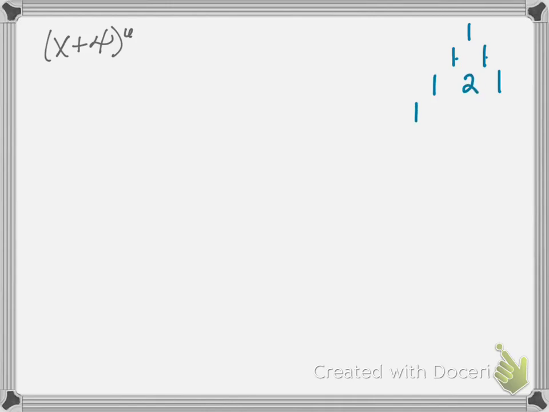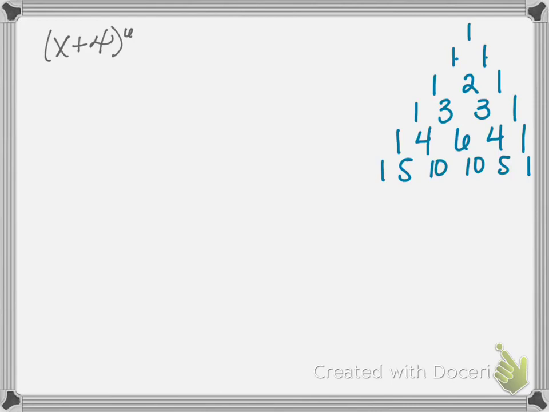And you just keep going: 1, 3, 3, 1; 1, 4, 6, 4, 1. We're running out of room. 1, 5, 10, 10, 5, 1; still running out of room, 1, 6, 15, 20, 15, 6, and then 1. I think I'm going to have to stop there, which is perfect because I actually just need this last line to do my binomial over here.